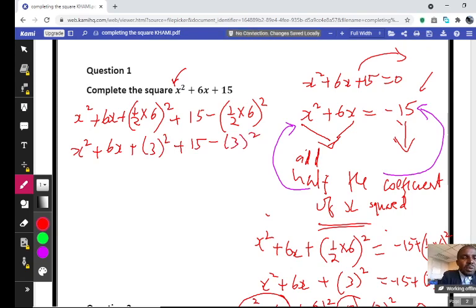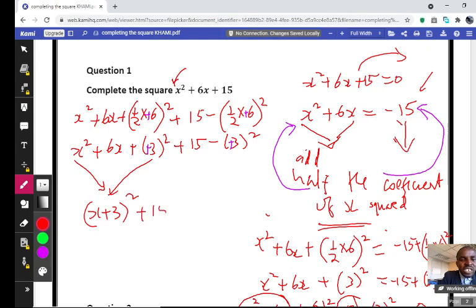Then let me put the sign, because the coefficient of x is actually plus 6. So the sign here will be plus, something like this. Then you take this and this, then you ignore the middle value, you ignore 6x. You just take x plus 3, then you square. That's completing the square method.